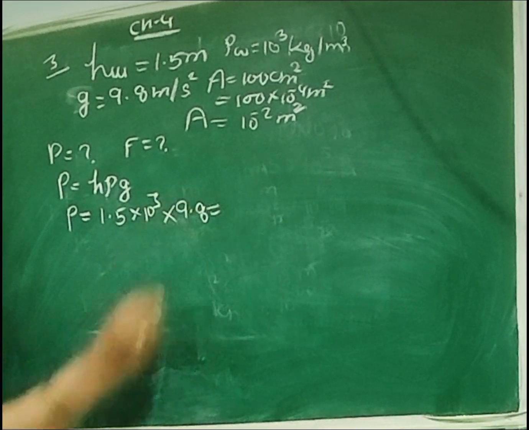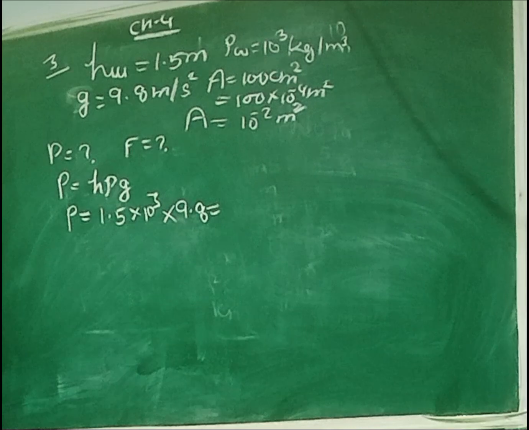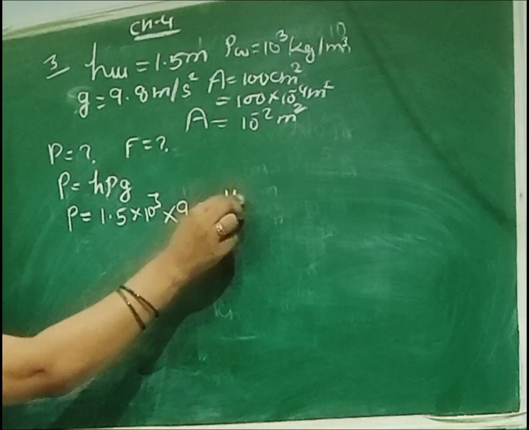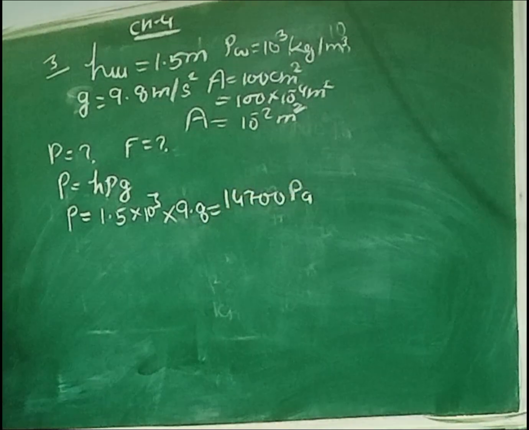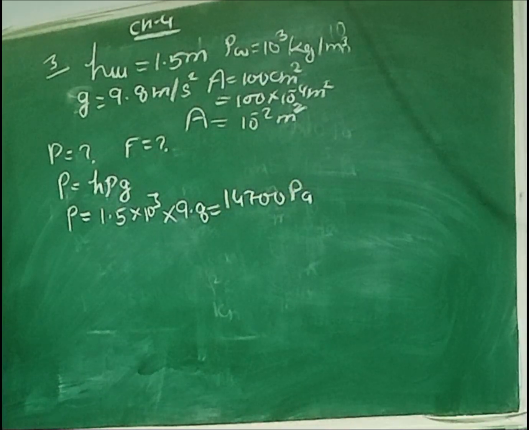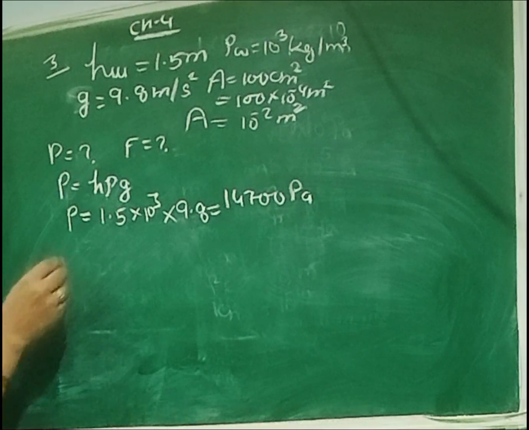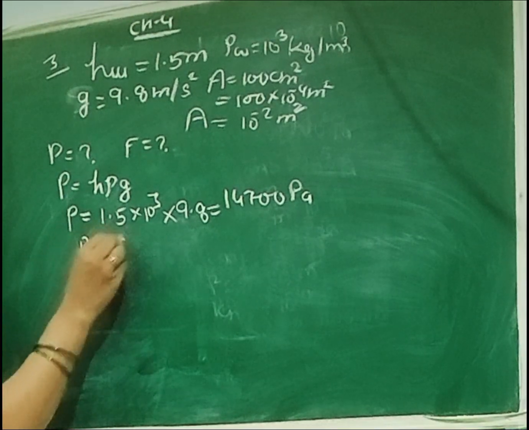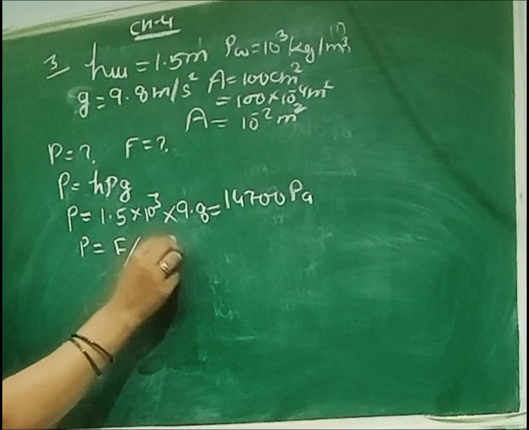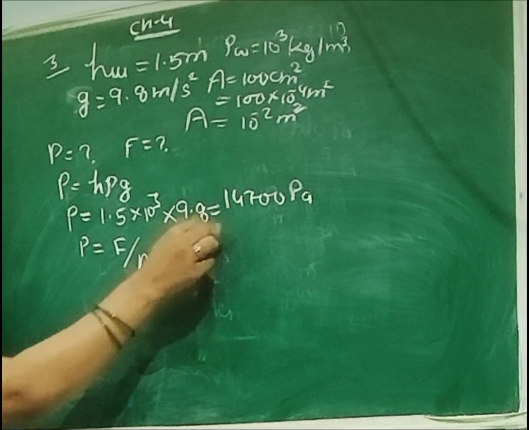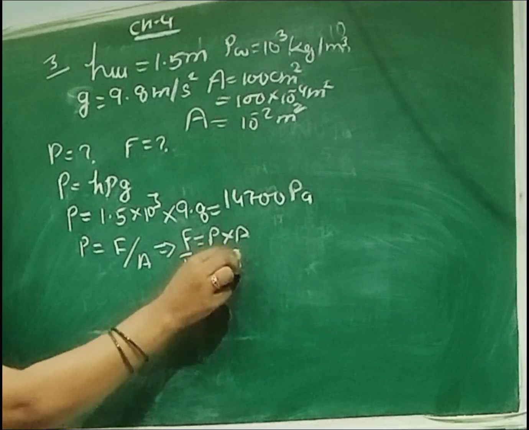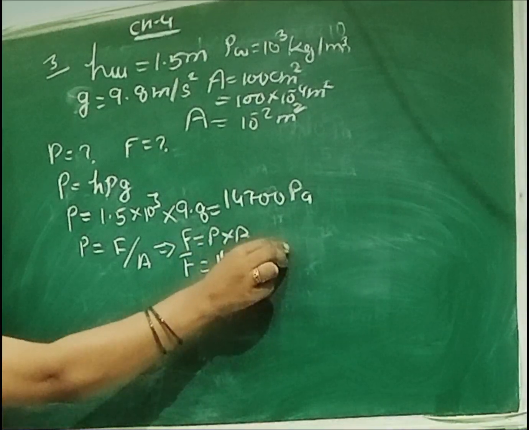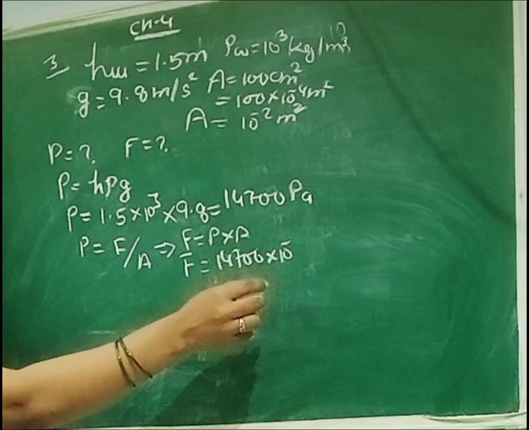When you will solve this, you will get 1.5 into 9.8 into 10 to the power 3, which is 14,700 Pascal. Okay. Now we need to find out the force. So what is the formula for pressure? Force upon area. So can you get the force from here? Force is equal to pressure into area. The force is equal to pressure 14,700 into area 10 to the power minus 2.